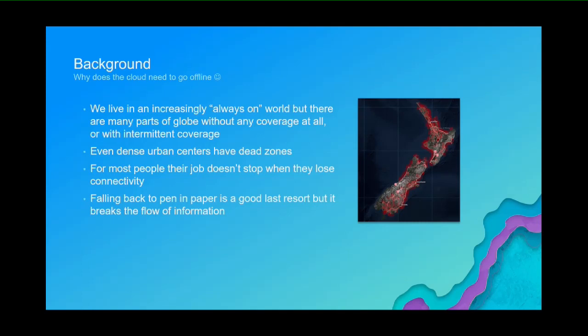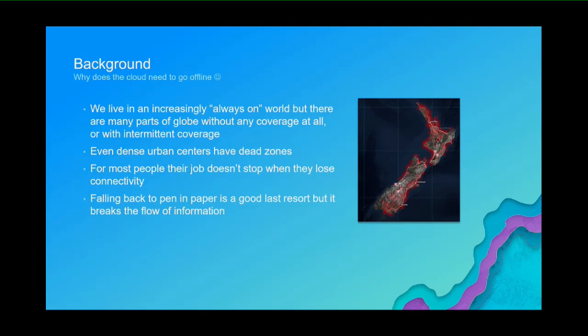So it should come to no surprise to you folks that we live in an increasingly always-on world, but you don't have to go that far to find a dead zone, and in many parts of the world there's no coverage at all, or intermittent coverage. And it's tough to see with the lighting, but that screenshot is showing areas of LTE coverage in New Zealand, and you can see very quickly that it's largely isolated to where those major roads are in the coast and other populated areas.